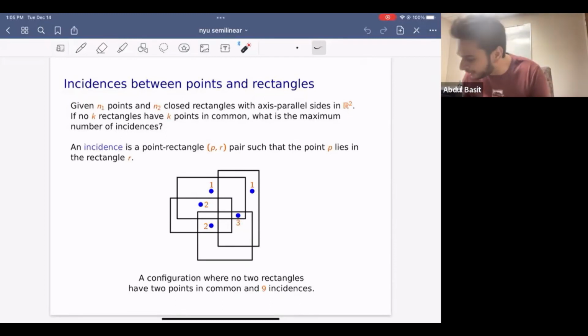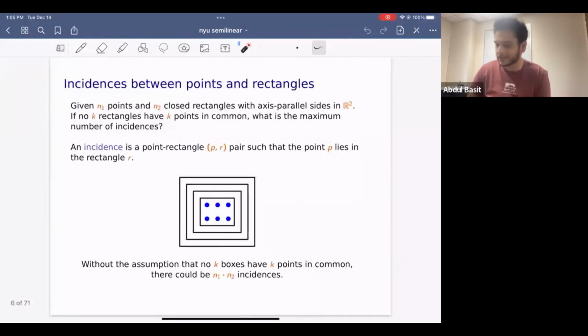And I think in my configuration, no two rectangles have 2 points in common. Now the question is, what's the maximum number of incidences that you can have? It turns out you do need some kind of condition like this. Otherwise, we can just take a trivial configuration that looks like this, and the number of incidences is just n1 times n2. So this is the problem that we started off with. And like I said, we do get some bounds, almost optimal bounds, but almost.